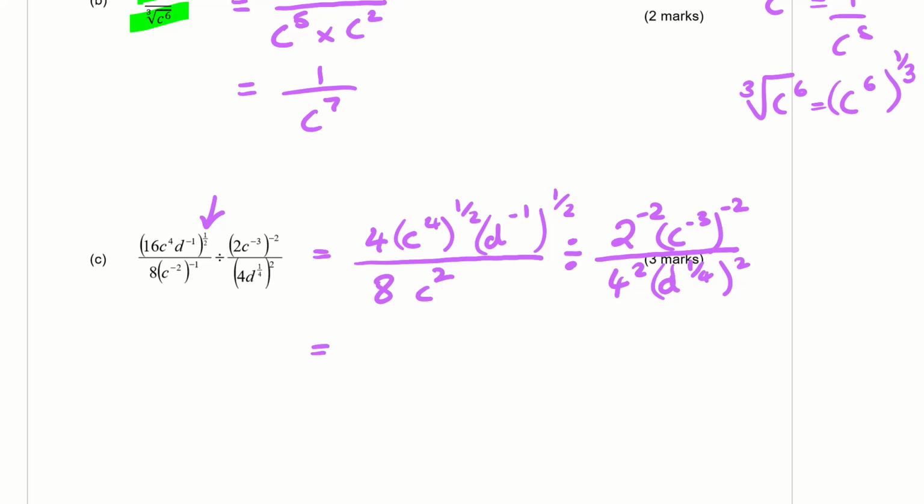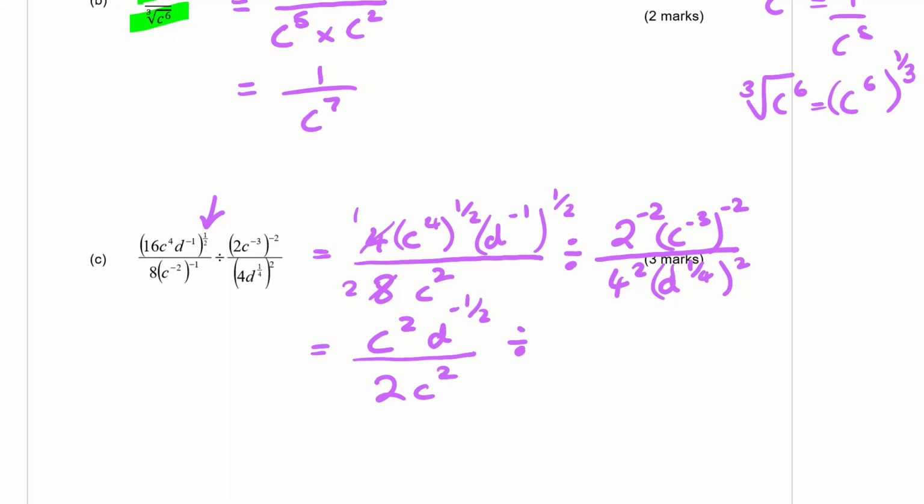Well, let's tidy all of this up before we do anything else. So, the 4 and the 8, we could cancel those like that. And then 4 times a half is 2, so I've got a c squared. And negative 1 times a half is negative a half. So we've got a d to the negative a half. And then that is over 2c squared.